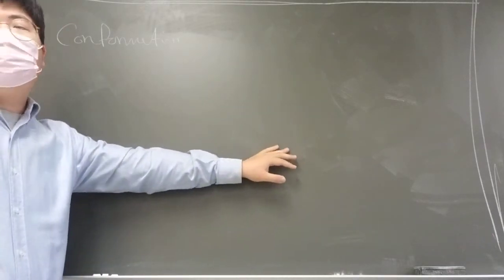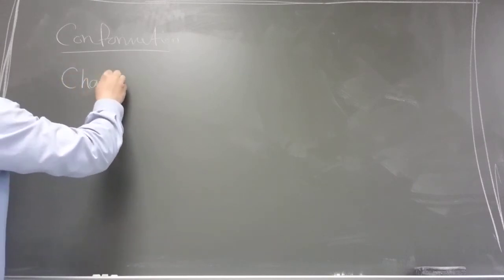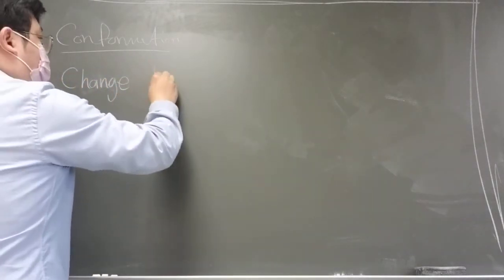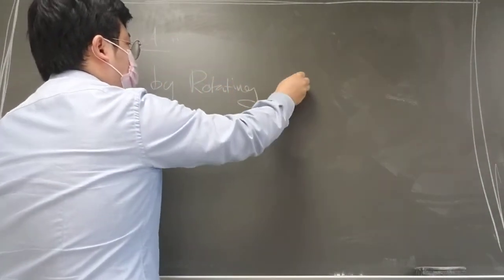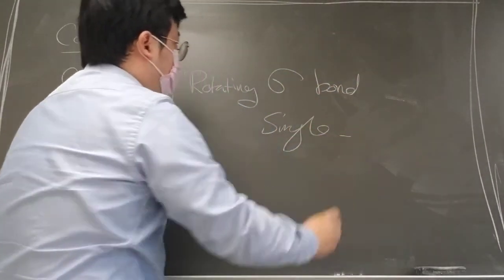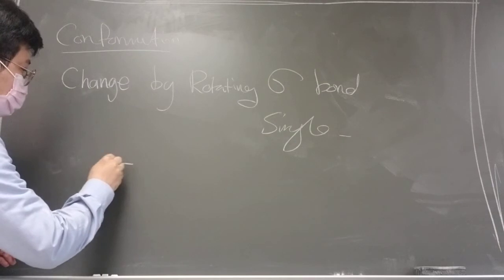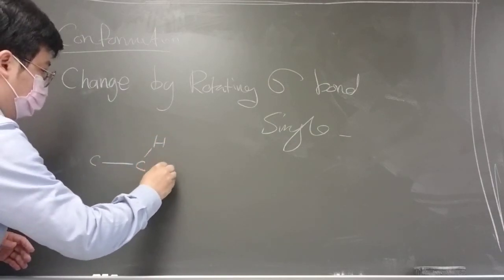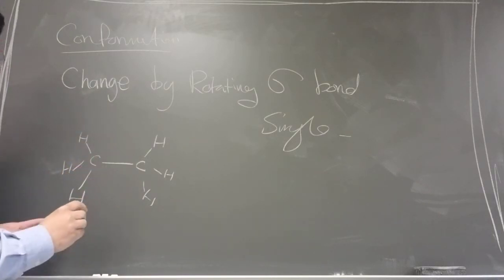The last part of chapter 3 is about the conformations. Conformations are the changes that can be made by rotation of your sigma bond, or you can say single bond, it's the same thing. So whenever you have certain compounds, like you have this one, we call this ethane.